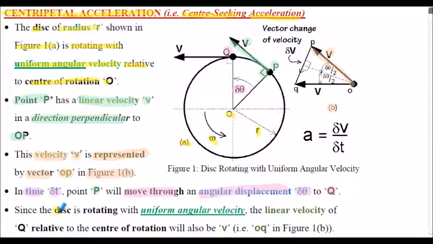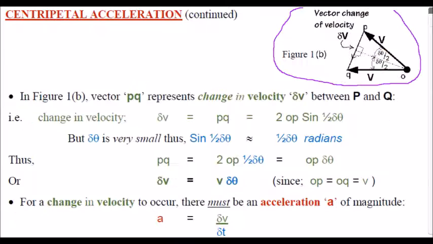Since the disk is rotating with a uniform angular velocity, omega, the linear velocity of point Q relative to the center of rotation, O here, will also be labelled v. So that's the velocity vector shown here at Q, again labelled v. It's shown as OQ in figure 1b. Here is vector OQ, labelled v. Here's our centripetal acceleration continued.